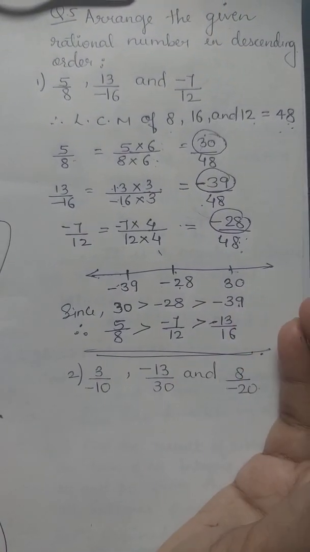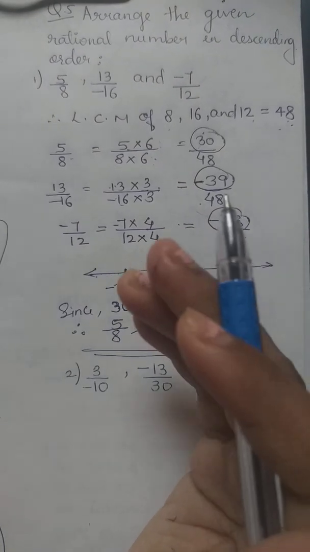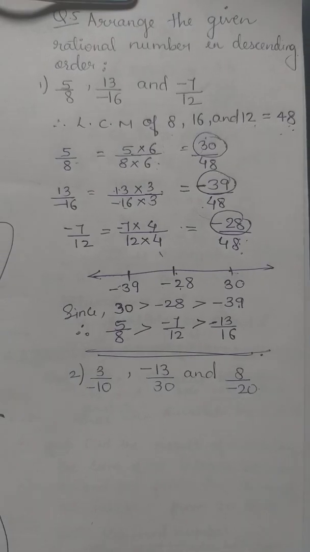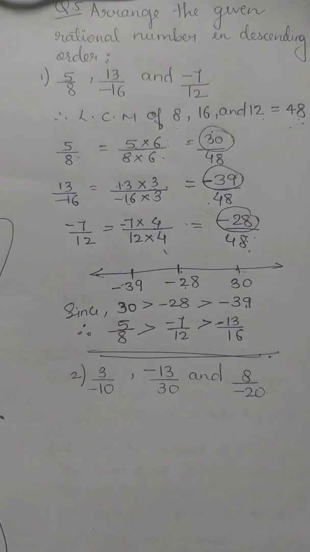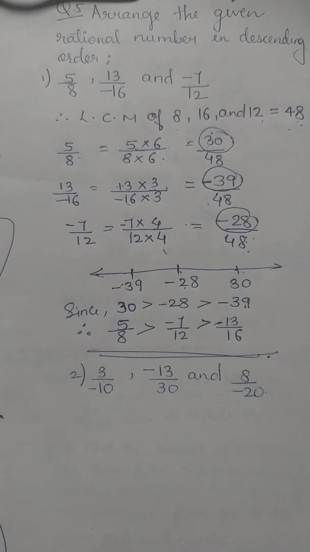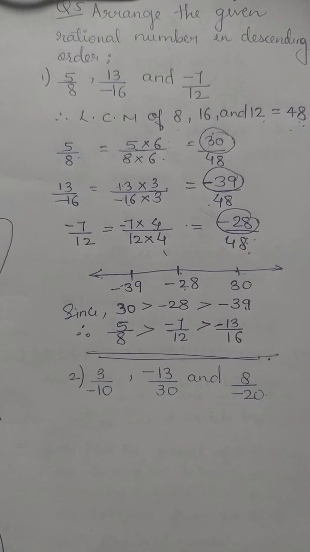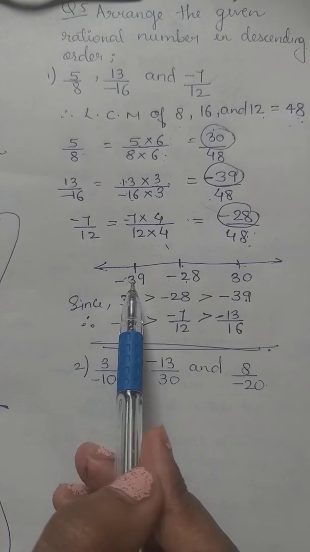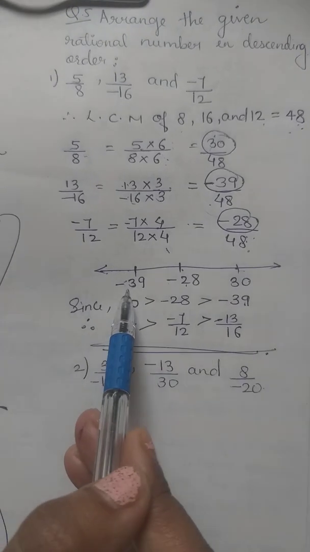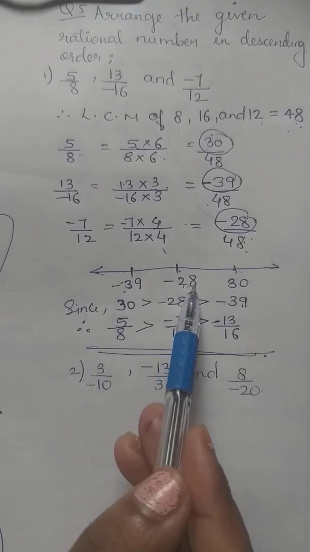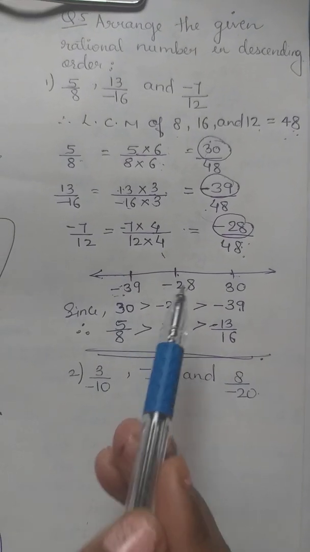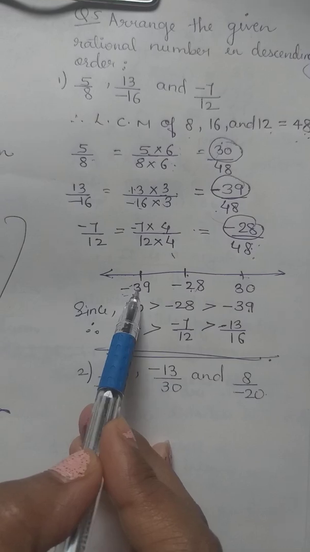So positive numbers will come first, then 0, then negative numbers. Among negative numbers, the number which is smaller is bigger and the number which is bigger is smaller when there is a negative sign. So be very careful. See, why is 39 smaller? Because it is negative. So whenever you see negative numbers, the smaller number is greater and the greater number is smaller.